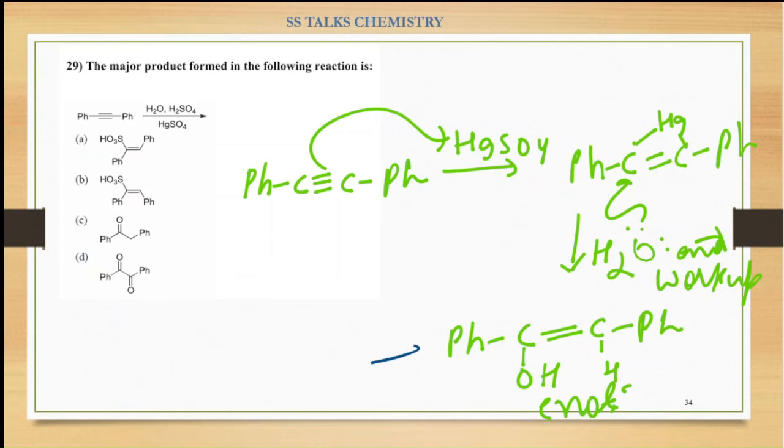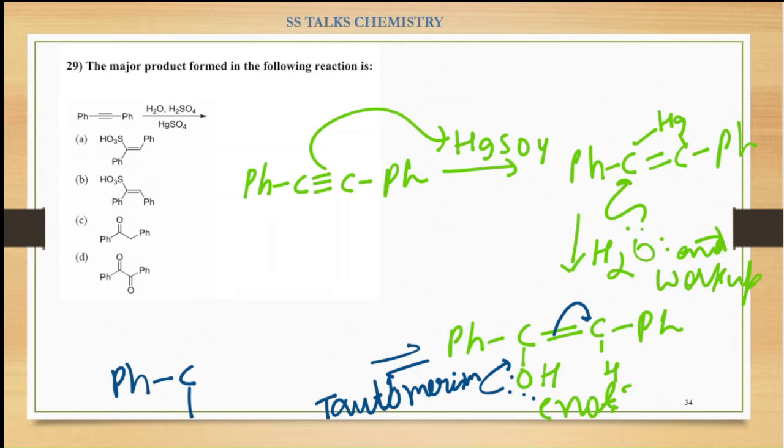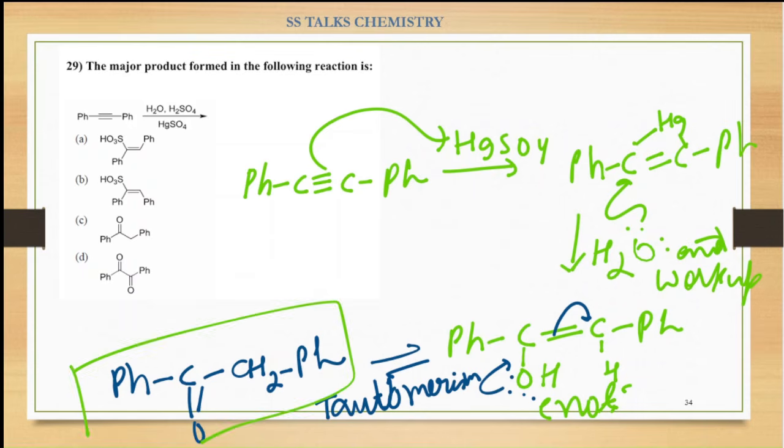Further tautomerism is possible in this. The oxygen bearing the lone pair can show resonance like this. So tautomerism is being done, and the keto form you will get is PhC double bond O, then CH2, and the Ph group attached to it. So this is going to be your final product. This is the answer to your question.